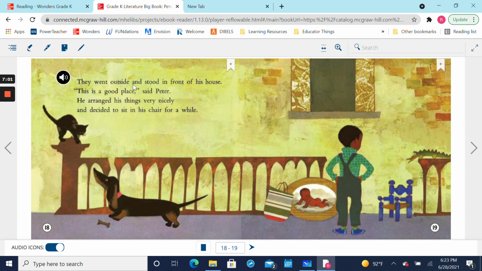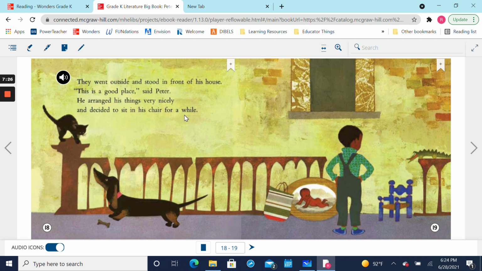They went outside and stood in front of his house. "This is a good place," said Peter. He arranged his things very nicely and decided to sit in his chair for a while.